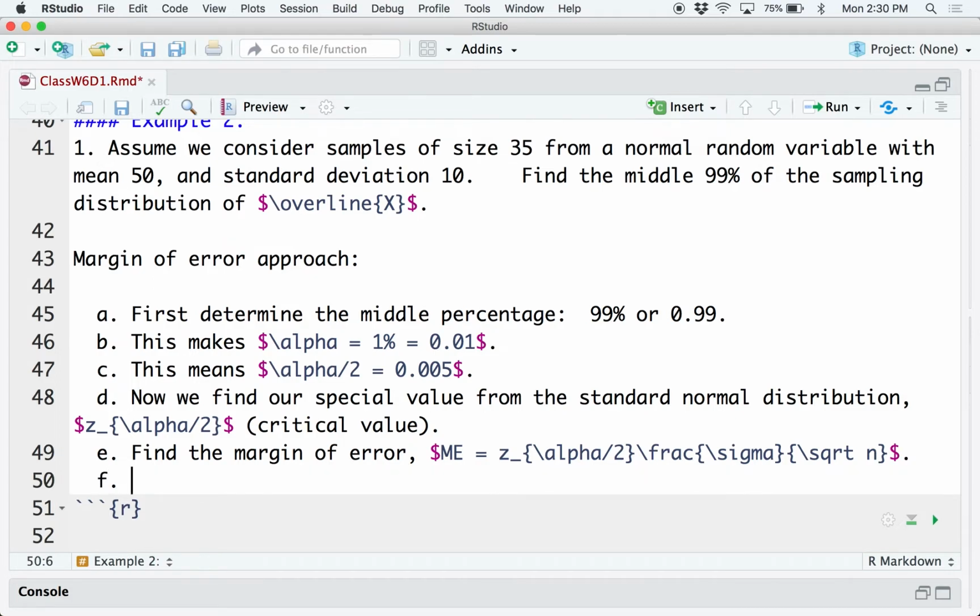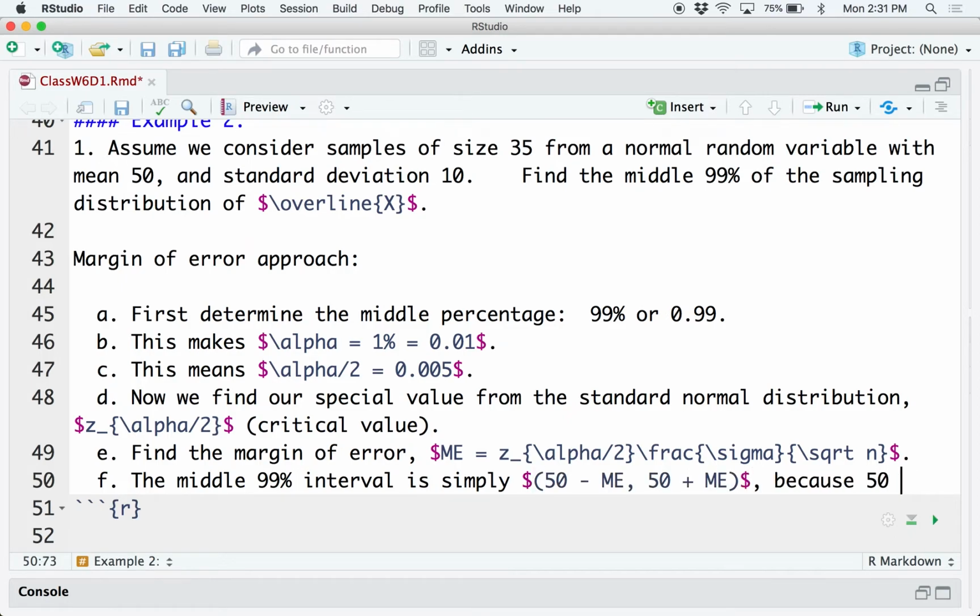And then our last step is the middle, in this case 99% interval. We'll take that margin of error and we'll add and subtract it to the original mean. So as an interval, this would be 50 minus the margin of error and 50 plus the margin of error, because 50 was the original mean.